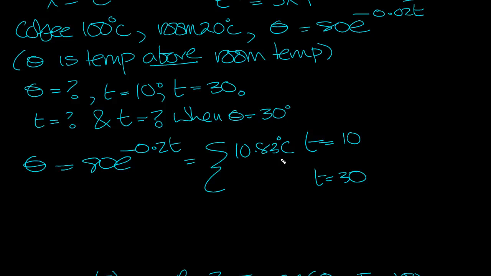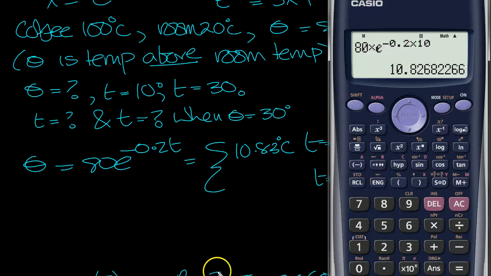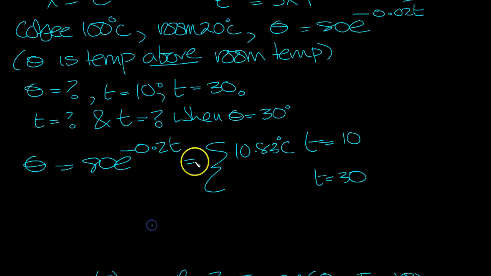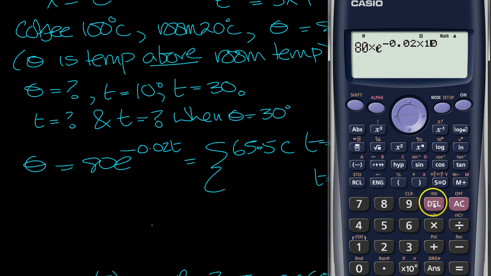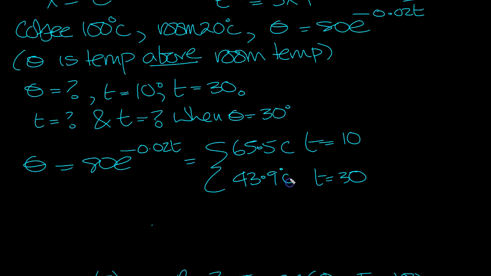Not too sure about this. Let's have a look at that again, see if I've got it right. 80 e to the... I know where I've gone wrong. It's minus 0.02, isn't it? So be careful there. I've written it down wrong here as well. 65.5. The model is 0.02, so I need to squeeze a 0.02 in there, 0.02t. When t is 30, just go back and change the 10 to 30. Tap that in. 43.9 degrees centigrade.